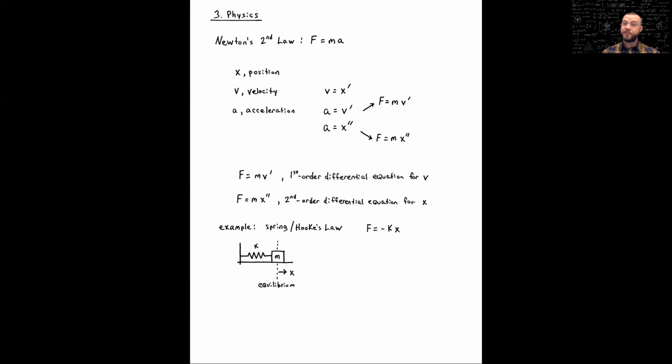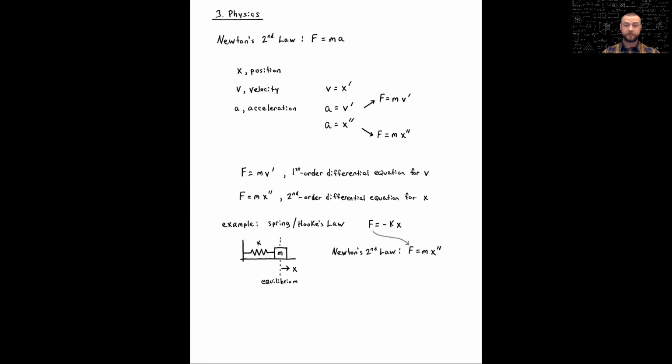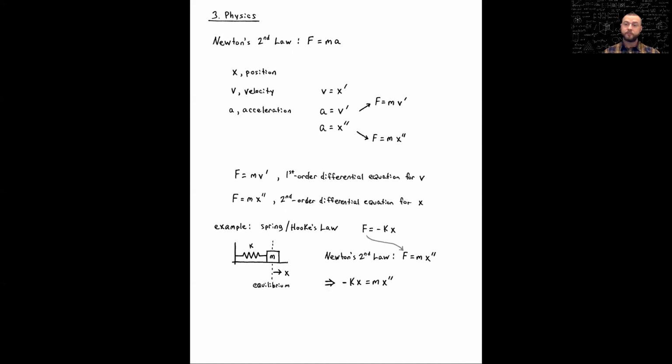So we're going to use for the force, the only force acting on the object, the spring force, negative kx. We're going to replace that on the left side of Newton's second law. The only force acting on our object here is just the spring force. And if we plug that in, we get the following differential equation. Negative kx, that's the only force acting on the object, equals m times x double prime.